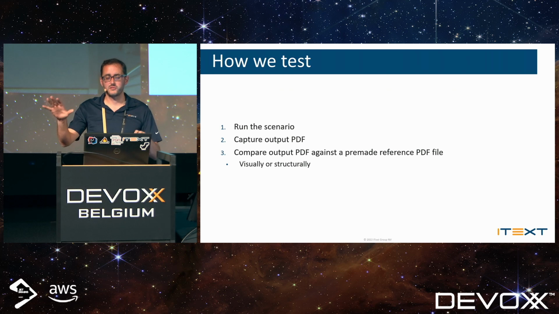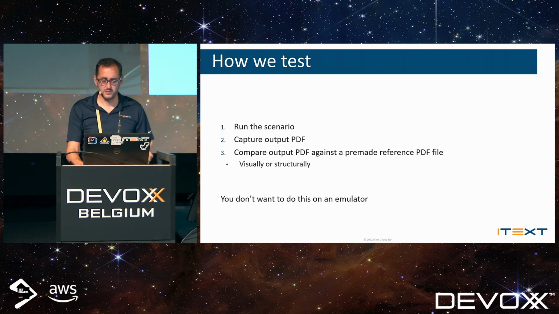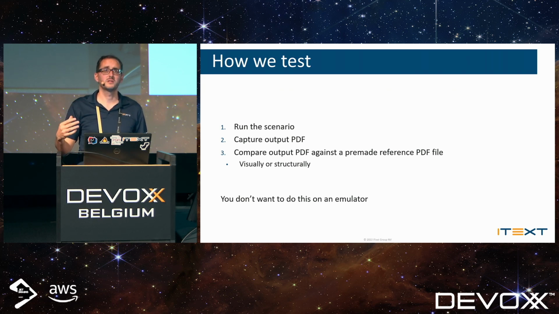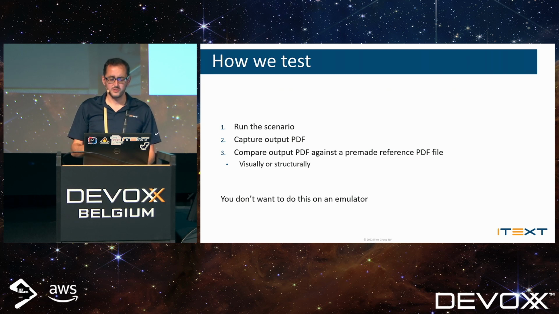So we do have reference files and compare files. That makes it a bit hard, right? Because you don't want to do that on an emulator. You don't want to compare visually on an emulator. How the visual tests work is that we use GhostScript in our case on the command line to convert the PDF files to images and then compare them against each other. So you don't want to do that on an emulator.